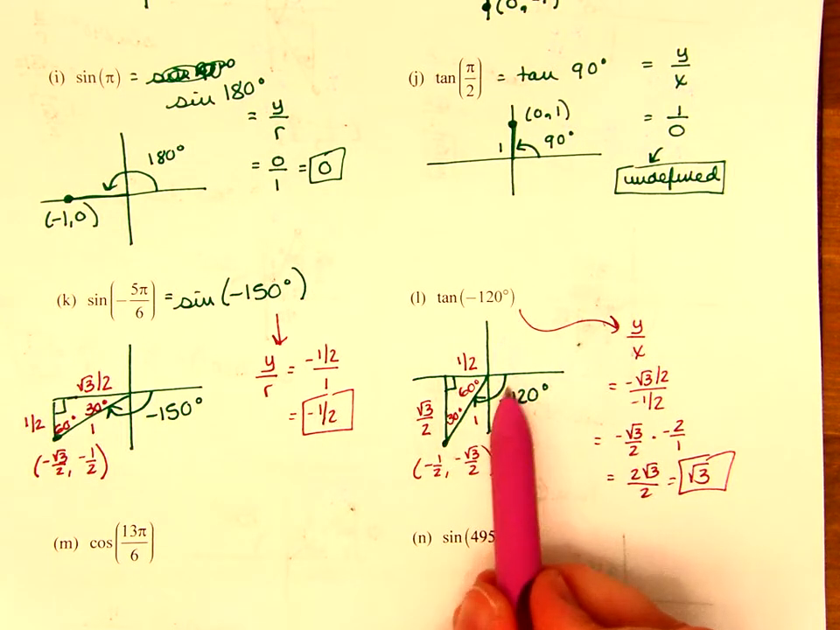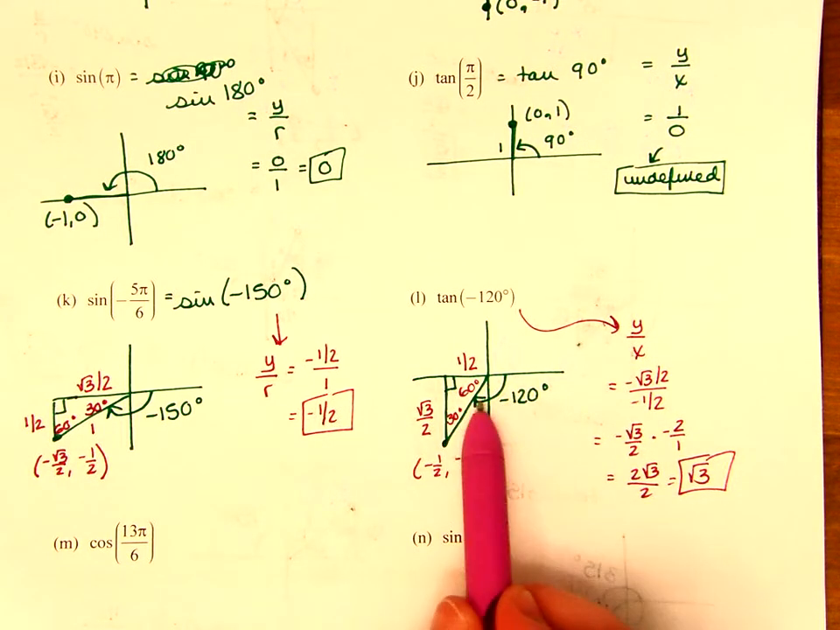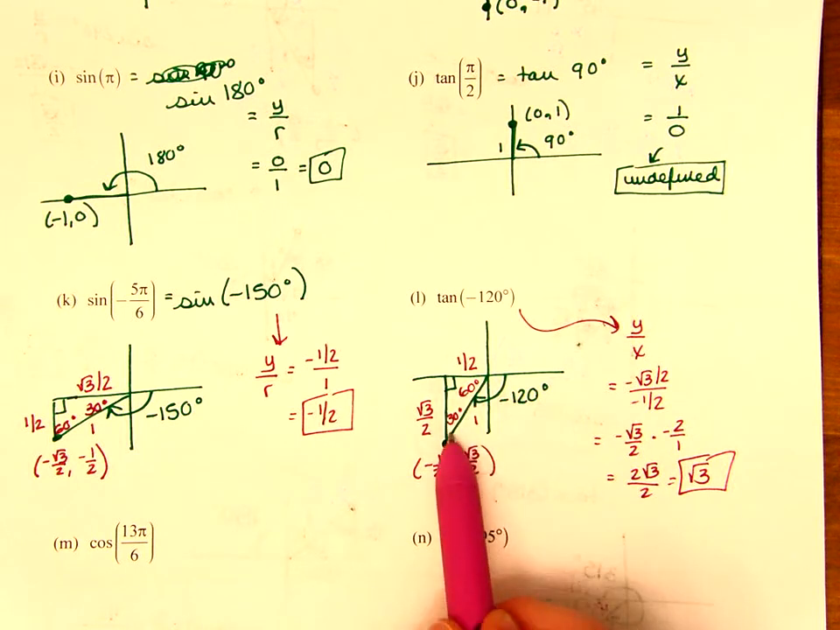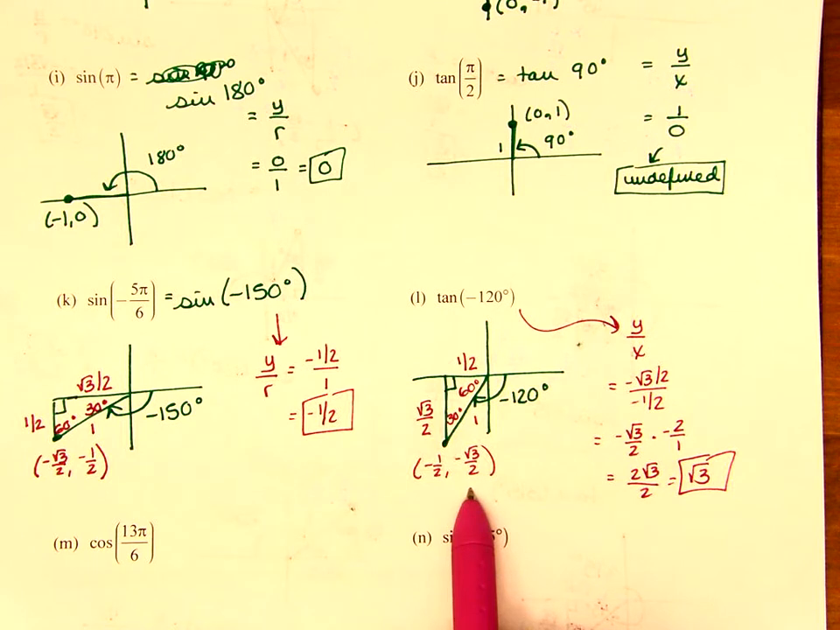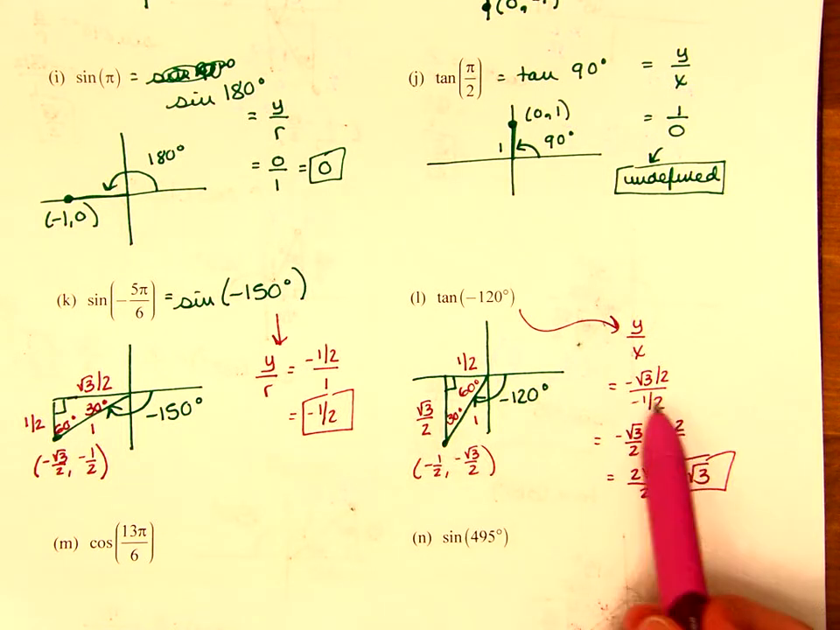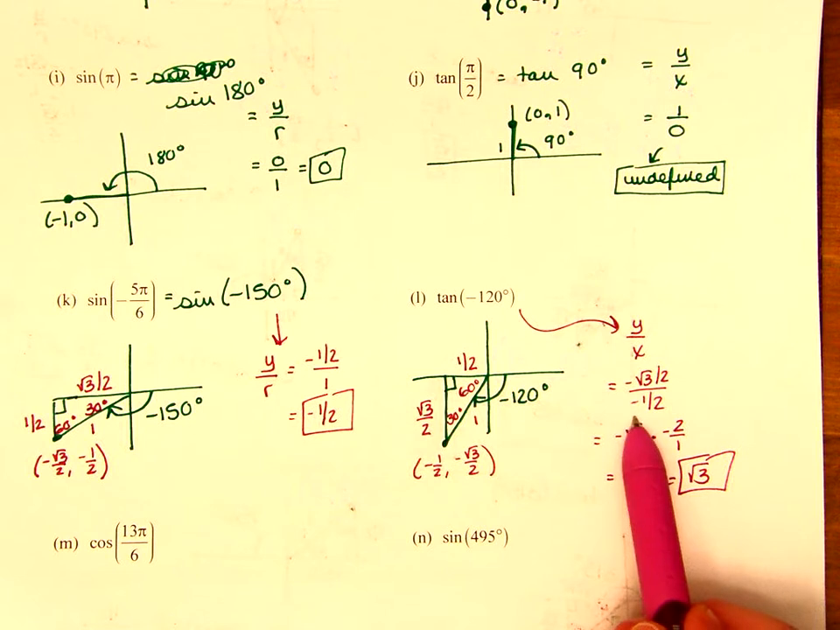So I drew in my negative 120. To get from there to negative 180 is another 60 degrees, so I'll fill in a 60 there. Other angles of 30, radius is 1. I know what's across from 30 is a half, what's across from 60 is root 3 over 2. So I've got negative a half comma negative root 3 over 2.